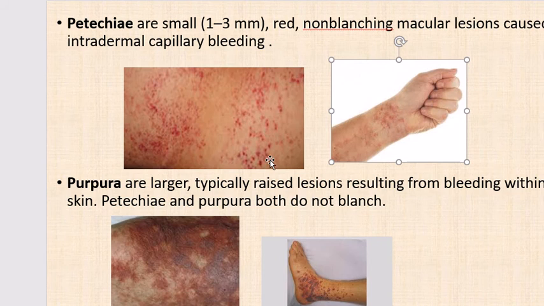While purpura are larger, typically raised lesions resulting from bleeding within the skin. Petechiae and purpura both do not blanch. So larger areas of reddish discoloration, which sometimes is produced by confluent petechiae, will be called purpura, like this and this.